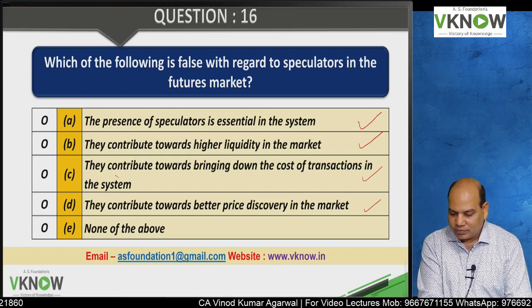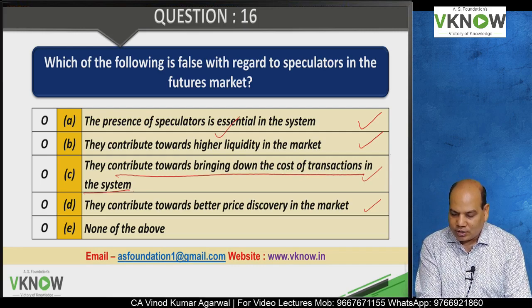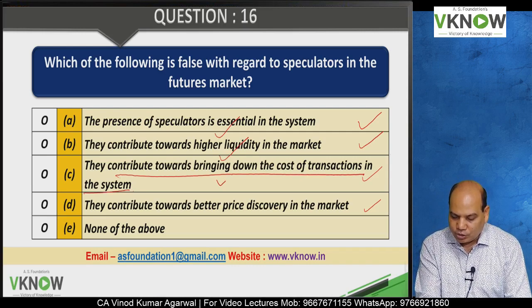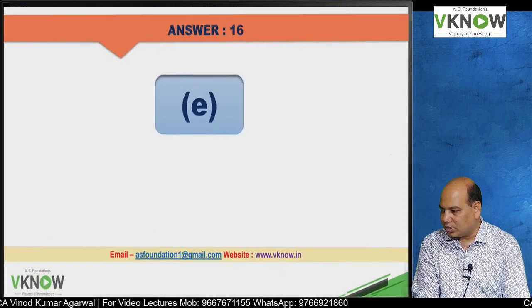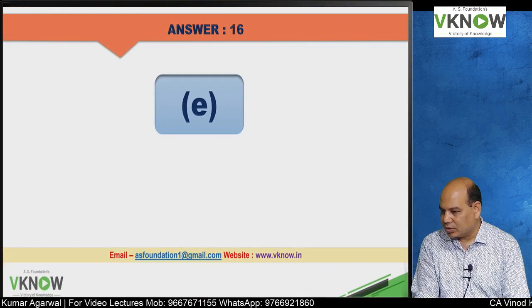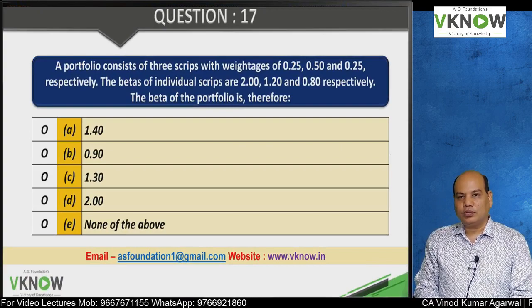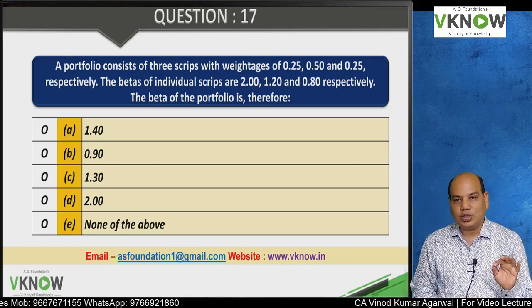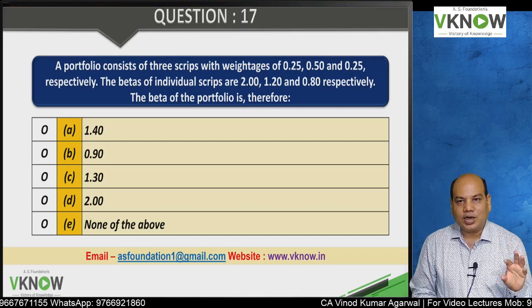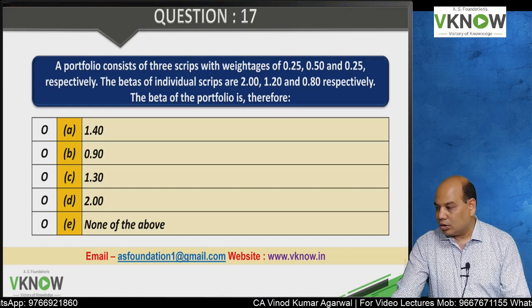More people participating means the cost of transaction in the system will get reduced. This is also right. Speculators are essential. They bring liquidity, they reduce the cost, and they help in better price discovery. So you will put the answer as E. Tick mark E. Because of speculators, the volume has gone up like anything, and that has reduced your cost. Why do you think so many portals or apps are allowing you to do free trading, free this, free that? That is because of the volume.